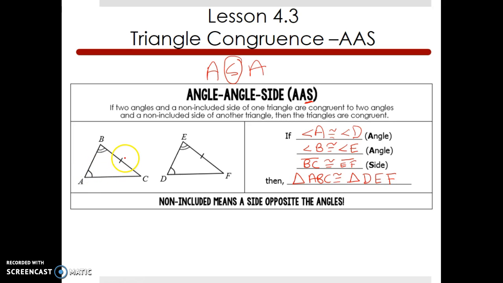So again, the side is not over here. It's not angle, side, angle. The side is after the two angles. It's not included in between them. So make sure that you have that concept clear, as that is the concept that most students have difficulties on.